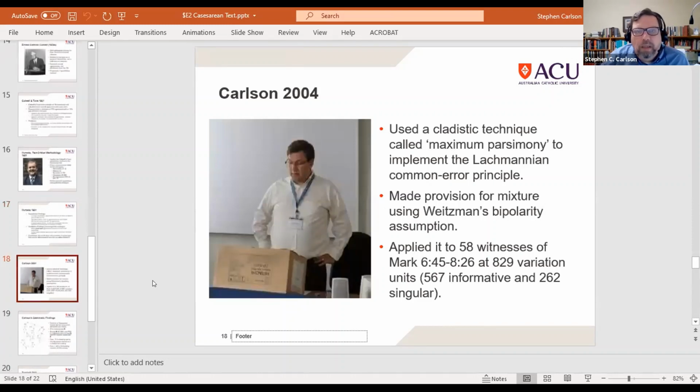Now we'll move to me in 2004. This is an older picture of me, but not from back then. My photos don't go back that far. This is actually my paper on the text of Galatians 4:25, but you can't tell that. What I did is I used a cladistic technique known as maximum parsimony. This is using computers. I used to be a computer programmer, to basically go back to the beginning and implement Carl Lachmann's common error principle that he articulated back in the 1830s for classical textual criticism.